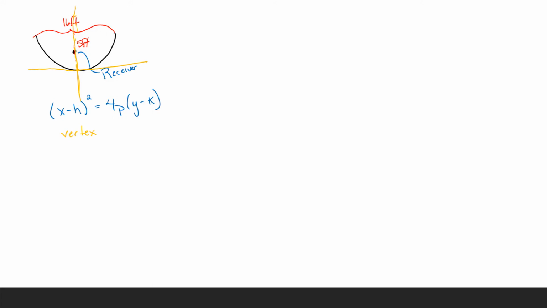It's your choice where you want to put the vertex. I'm going to make life easy on myself. So if I choose the vertex to be at the origin, then my equation is going to look like x squared equals 4p times y. Because k was 0. You with me? Now some of you may be going, yeah, but if I move the vertex into another location, if I make it be a different point, that's fine.